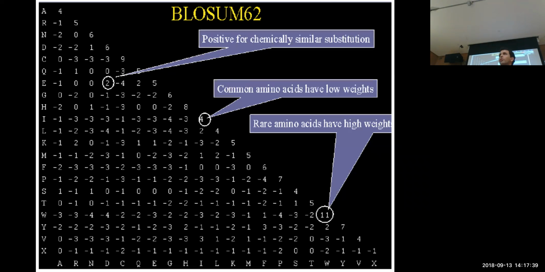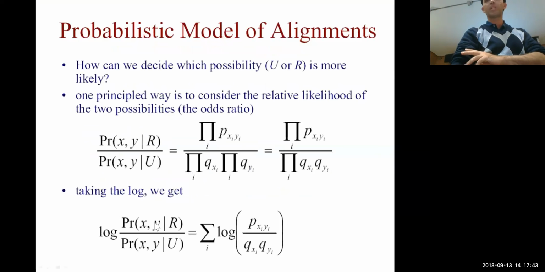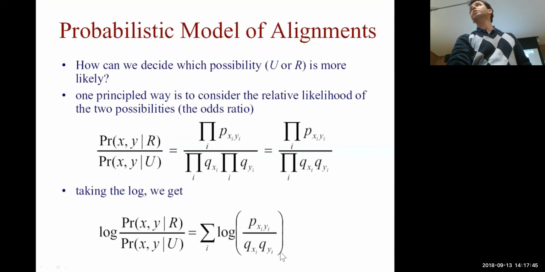Correct. It depends on the frequency in one species and the frequency in the other species. And the way to do that is to basically use QX from one species and QY from the other species.